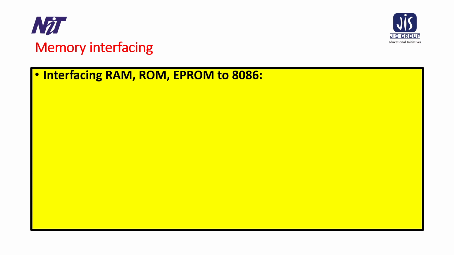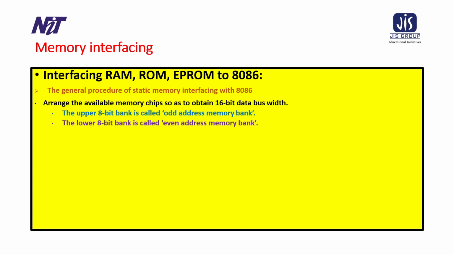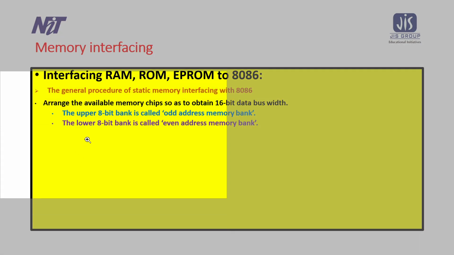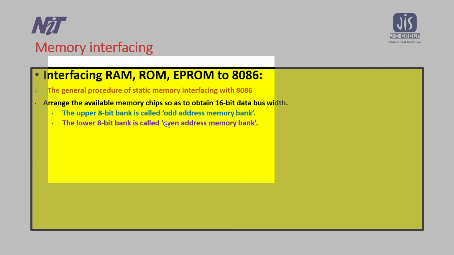For interfacing RAM, ROM and EEPROM to the 8086, this is the general procedure of static memory interfacing. Arrange the available memory chips to fit the 16-bit data bus. The upper 8-bit bank is called the odd address memory bank, and the lower 8-bit bank is called the even address memory bank. The data bus is connected with D0 to D7 for the even bank, and D8 to D15 for the odd memory bank.